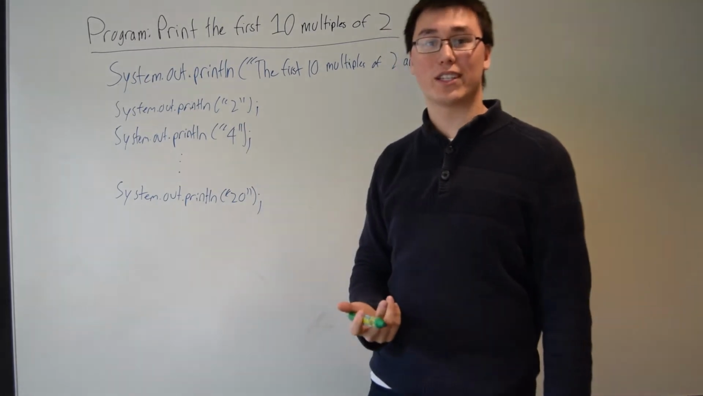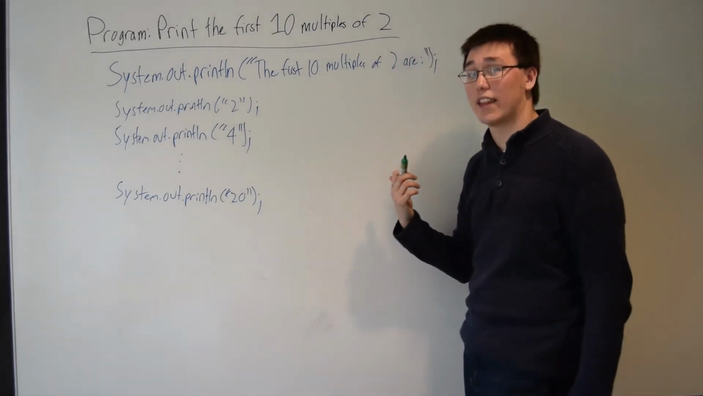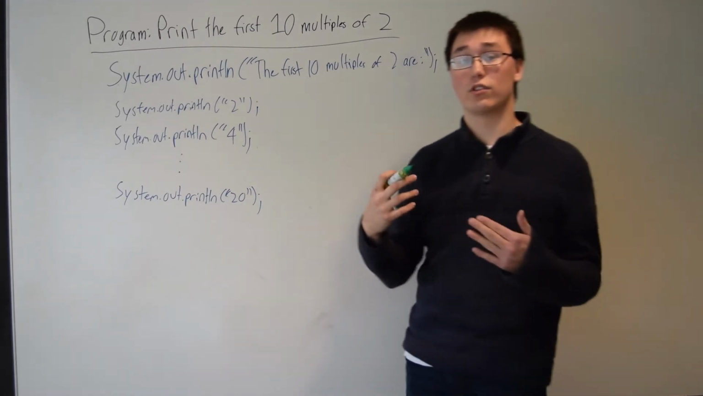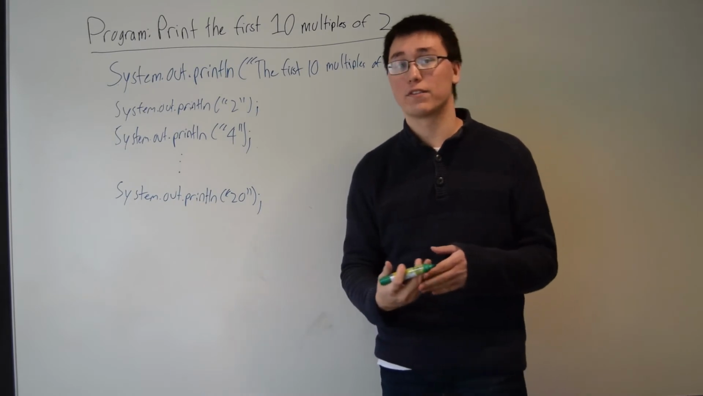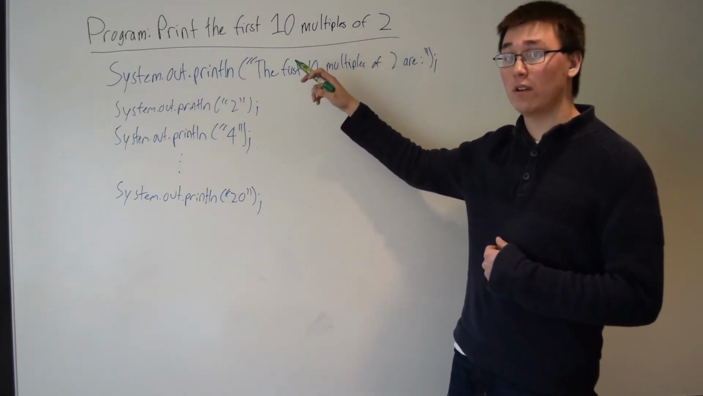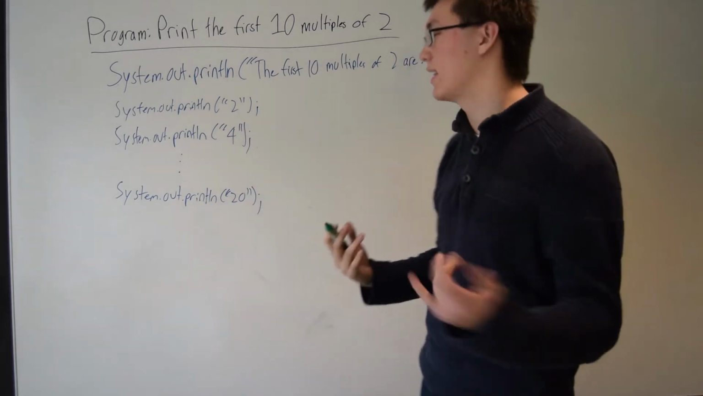Well, there's a better way to do this in Java that's more efficient and less redundant, and that's using a for loop. So a for loop is going to do something for a certain number of times. So we're wanting to print out the first 10 multiples of 2, so we're going to want our for loop to go for 10 times, hence the name.